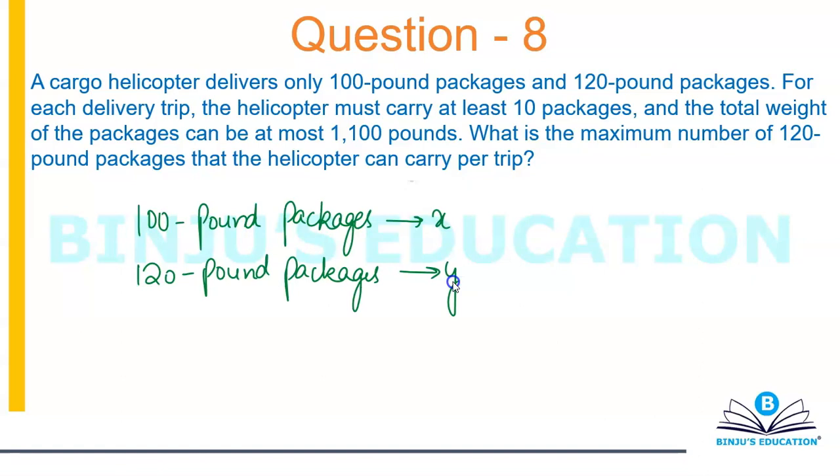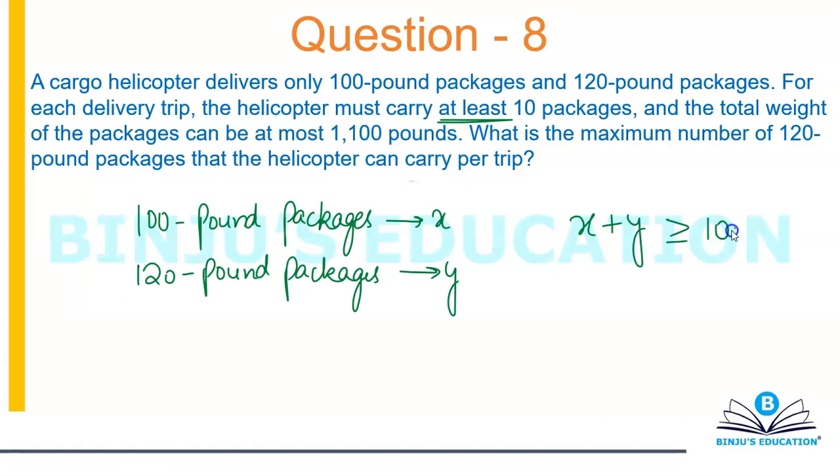So for each delivery trip, the helicopter must carry at least 10 packages, which means X plus Y at least means greater than or equal to 10. That's my first equation. Again, the same thing. Whenever you get a statement, try to decode it in form of equations. It's going to be easier for you.